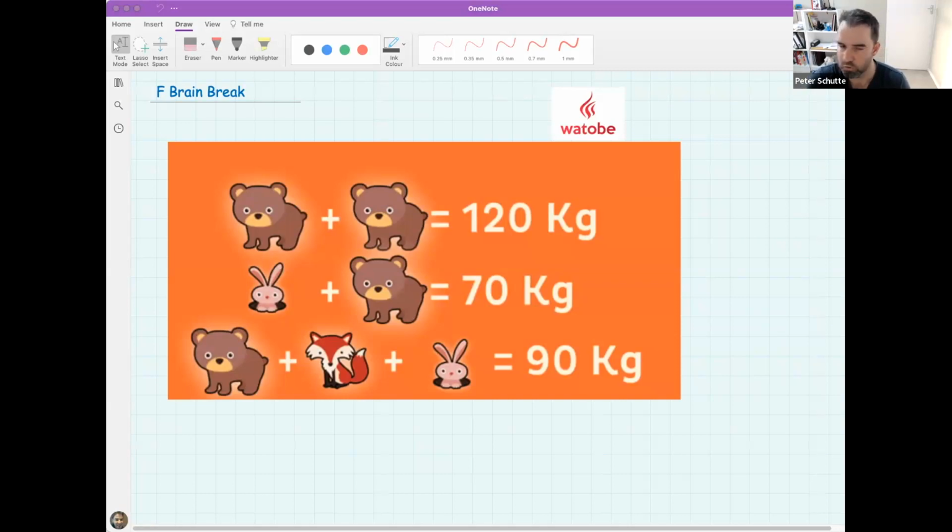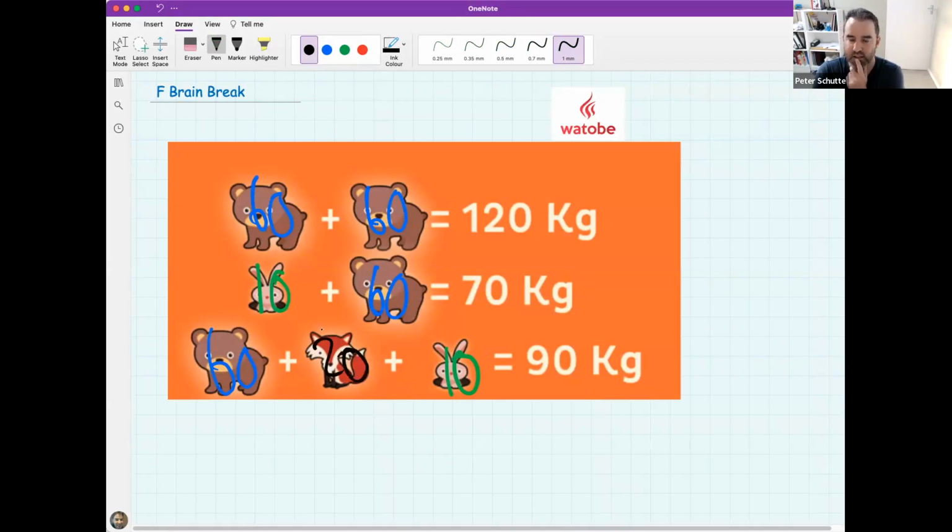Okay, Conke and Dudu are saying the bear is 60, which, to be fair, I agree. And the rabbit is 10, according to Dudu. What is the fox going to be? If that looks like a fox, I think it's a fox. So the fox has to be 20. And that's it, really.